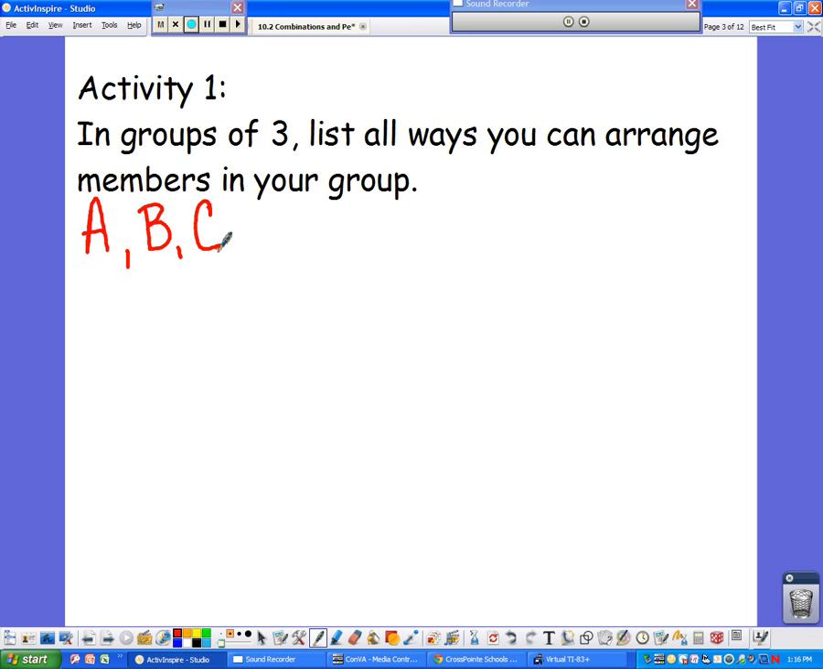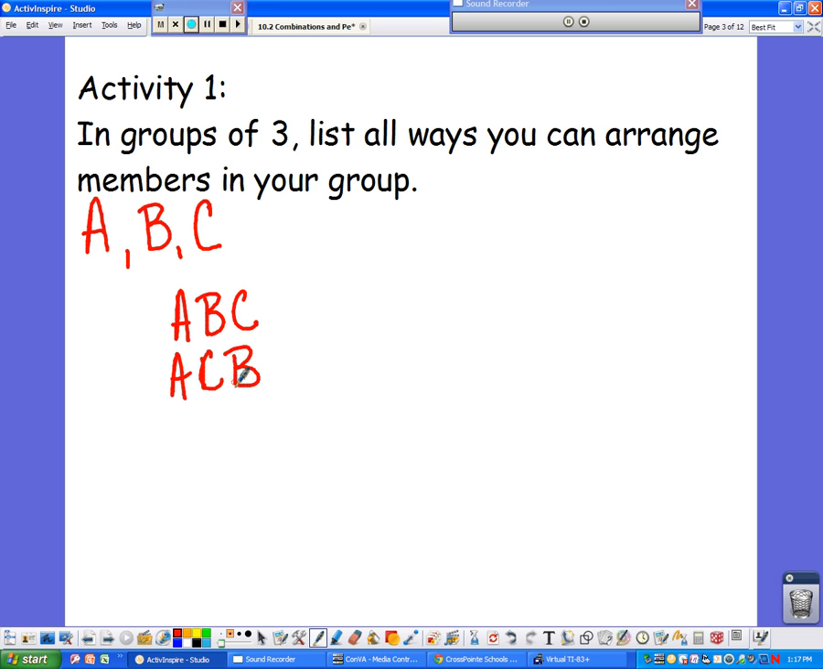All right. So in the first one, like I said, we have a group of 3: person A, person B, and person C. We want to list all the ways that we can arrange or rearrange the members in that group. So I could do ABC, just like we did. I could also, if I'm just rearranging people, switch C and B.